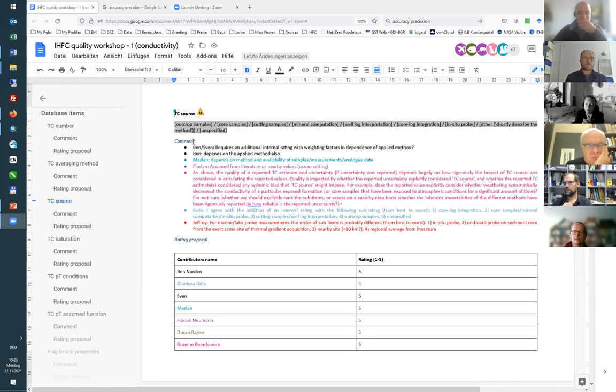I wonder whether this applies to the item TC averaging method as well. Because I think this is a tripod balancing between a number of values, the source we have for those values, and the type of how we average everything. It's probably not a simple linear thing alone. No, not at all, not at all.